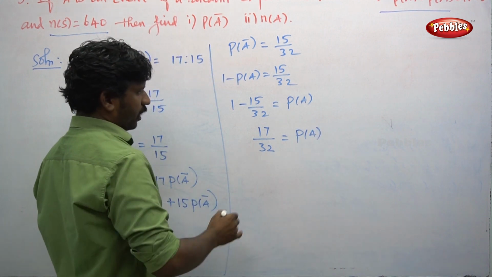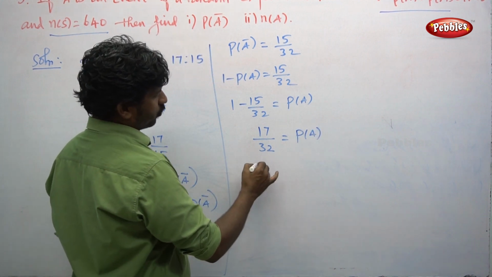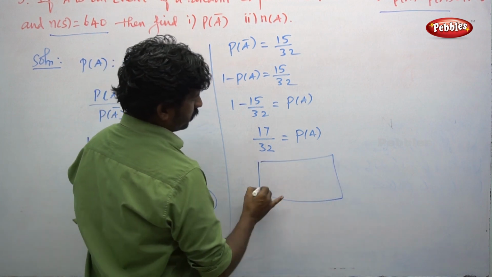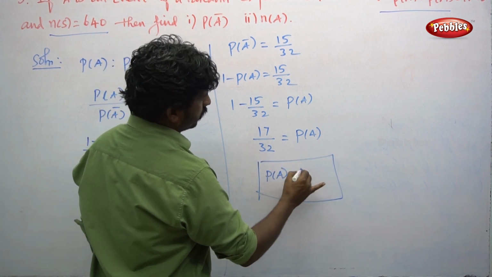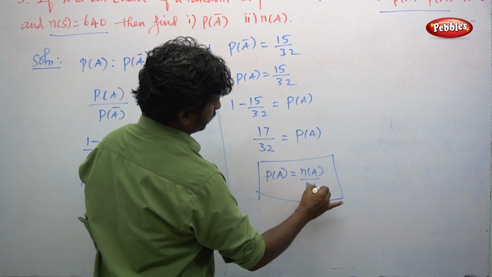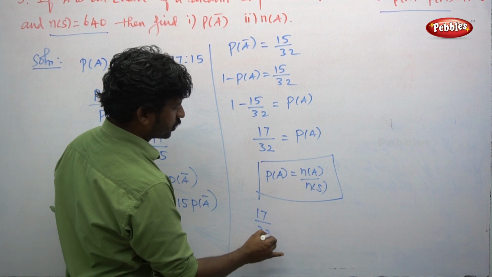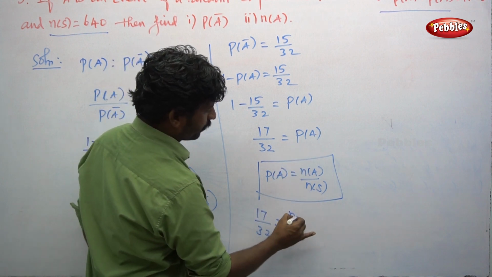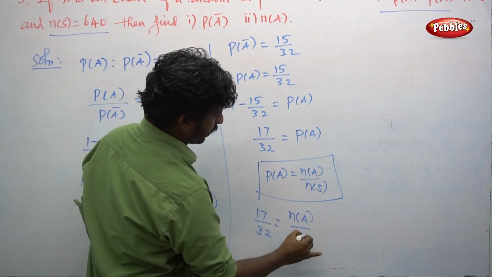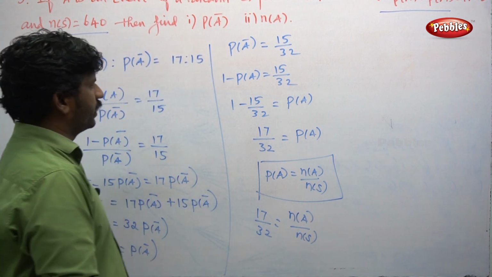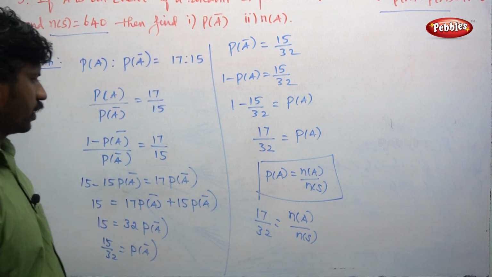So we know the formula. P of A is equal to, what is that formula? P of A is equal to N of A by N of S. Am I right? So now 17 by 32 is equal to P of A, N of A by N of S. N of A by N of S. Right?